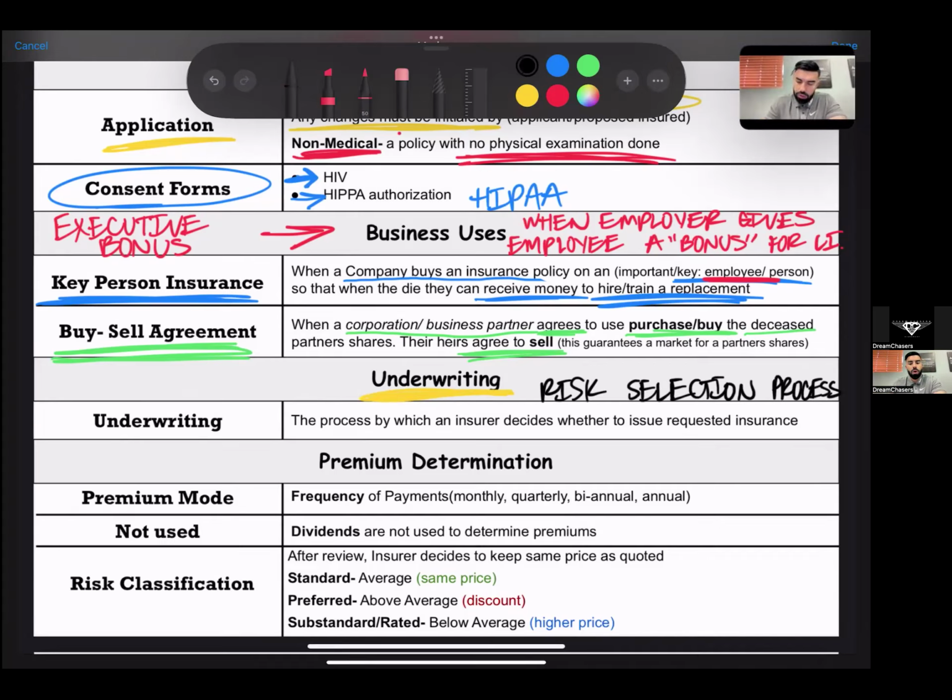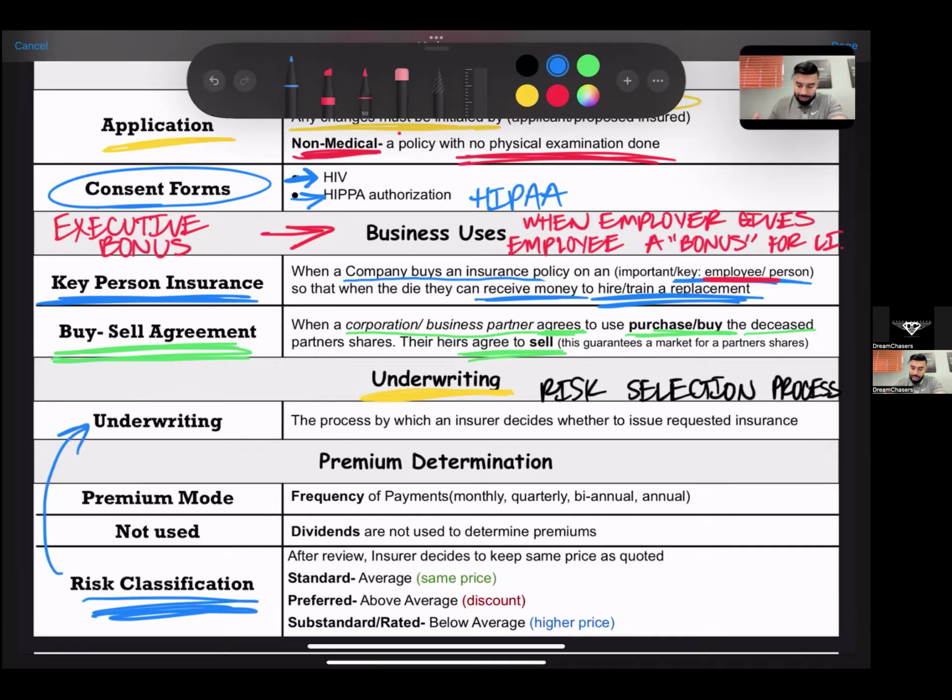So the underwriting department is the one that's going to determine what type of risk the applicant or proposed insured is going to be. Okay. So let me jump down here to risk classifications, and then we'll come back to these two because risk classification has to do with underwriting.